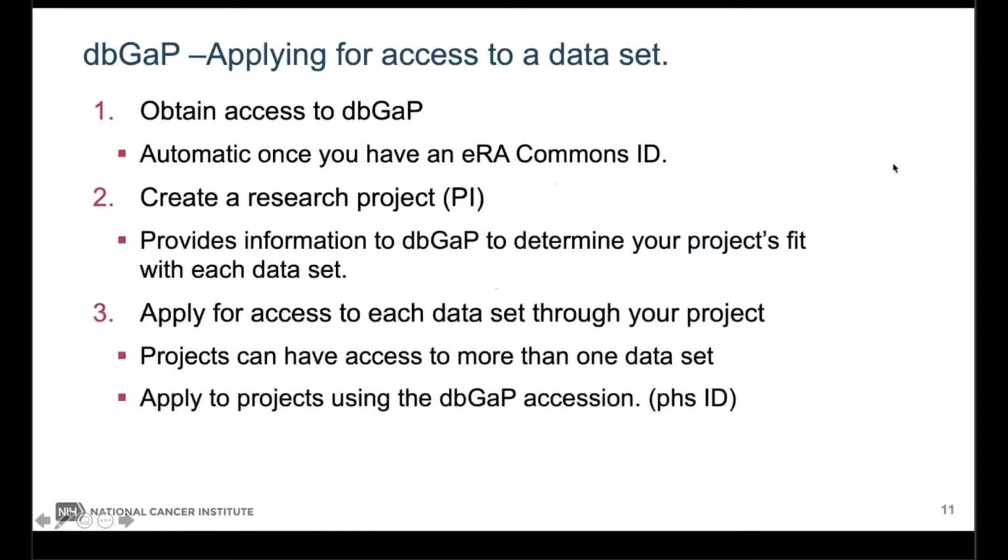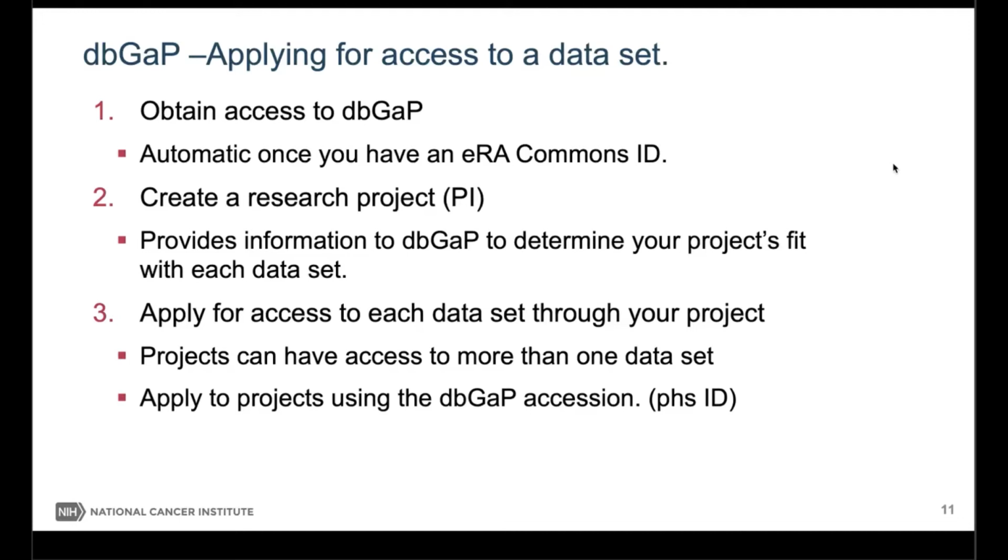So when you want to apply to DBGAP to access a dataset, first you obtain access to DBGAP. This is automatic because once you have an ERA Commons ID, you should be able to log into DBGAP. Then the PI of your research project will create a research project in DBGAP. So this step is mostly to provide information to DBGAP to determine your project's fit with each dataset.